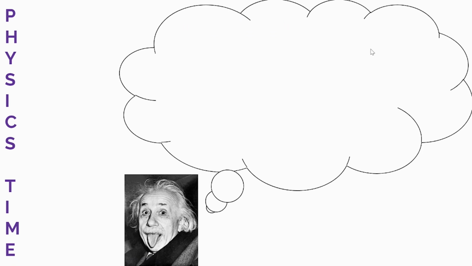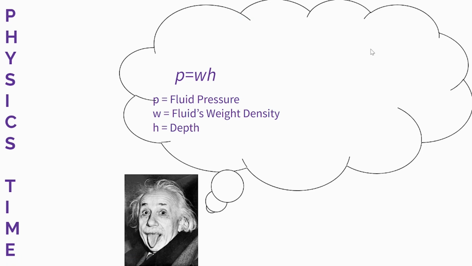So it's physics time, and we're pretty lucky because we have Mr. Einstein here to teach us some basic physics on fluid pressure and fluid force. We first have the equation P equals WH, which is used to find the pressure of the fluid at a certain depth. Here, W is the weight density of the liquid, and H is the depth of the liquid, and obviously P is the fluid pressure.